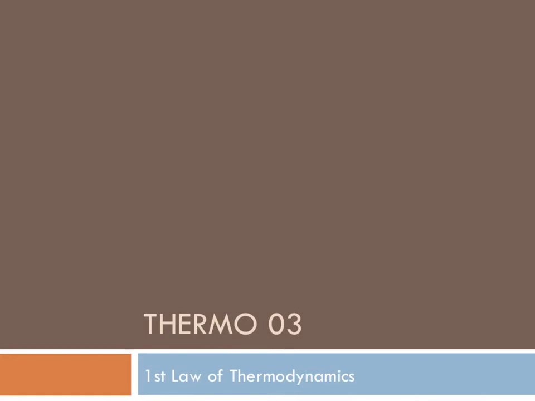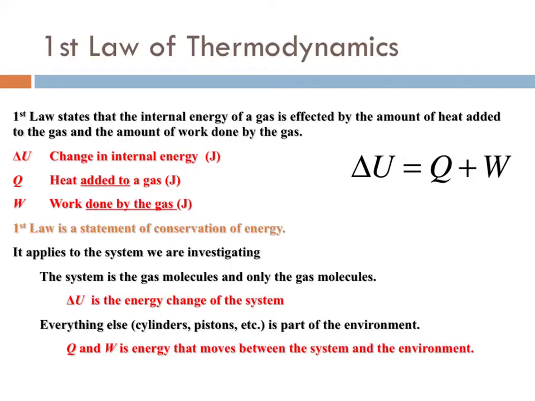This section is on the first law of thermodynamics. The first law states that the internal energy of a gas is affected by the amount of heat added to the gas and the amount of work done by the gas. Now, we saw this in our last video as well. Delta U is a change in internal energy. This is in joules. Q is a heat added to a gas, also in joules. W is the work done by the gas. This is going to be a very important distinction. Q is heat added to the gas, and W will be the work done by the gas.